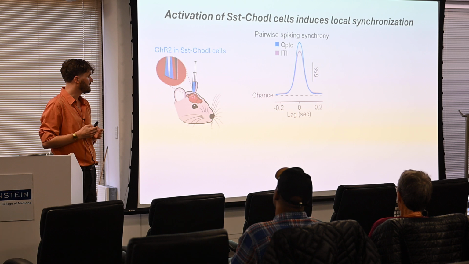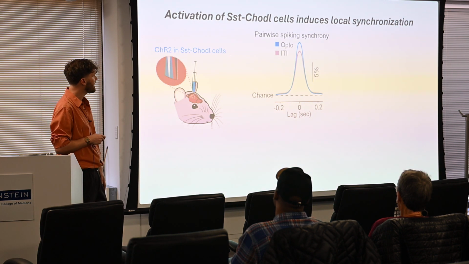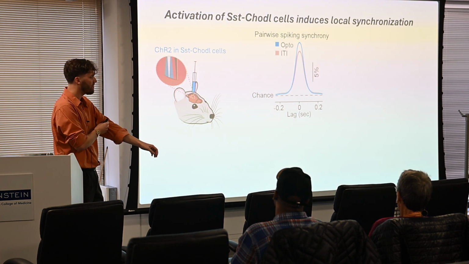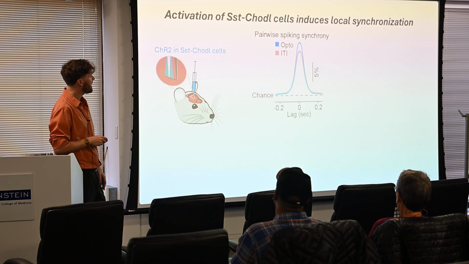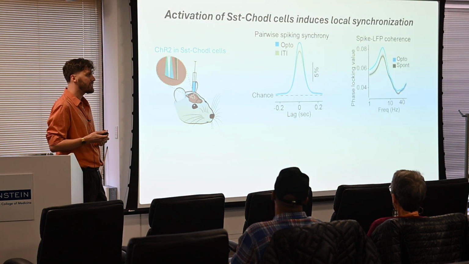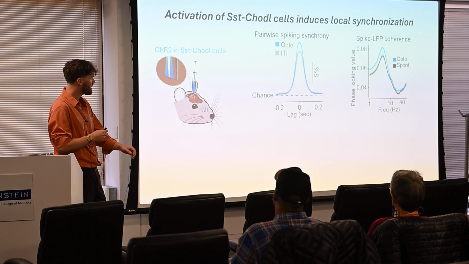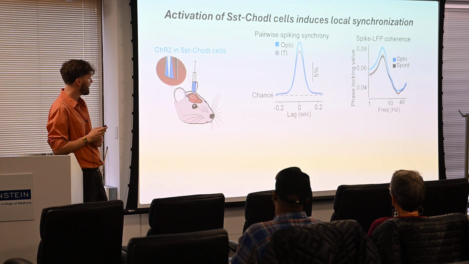We looked at a number of other measures of the synchronization state of the cortex. We looked at the average pairwise spiking synchrony, the average cross-correlogram of all the units we recorded from, and found that neurons were firing more synchronously with one another during optogenetic stimulation. We looked at how these spikes corresponded to the ongoing local field potential fluctuations and found that they were more likely to fire in phase with this synchronized state during stimulation.